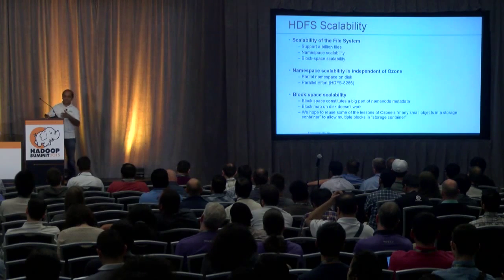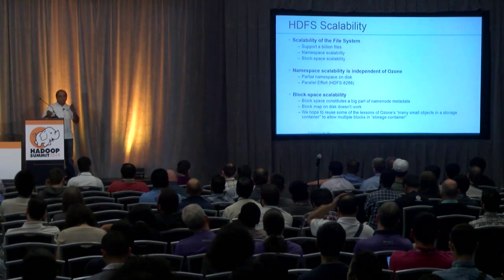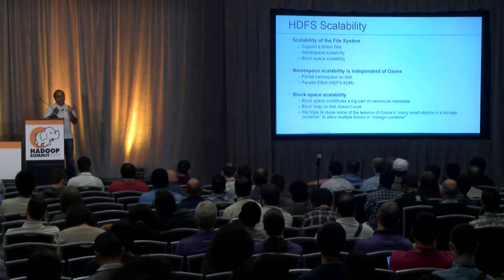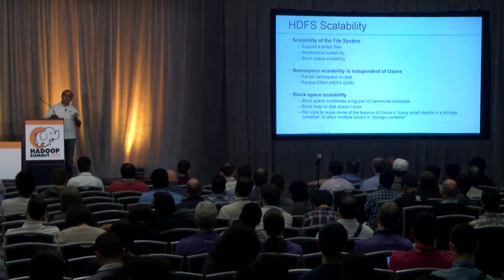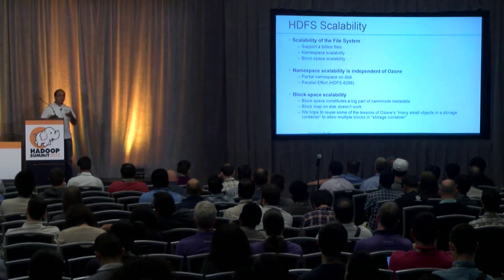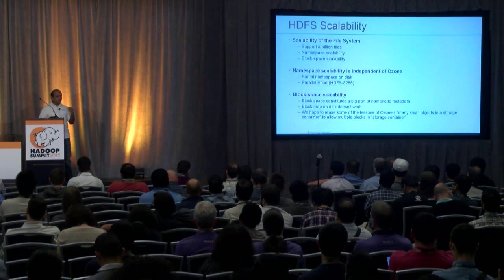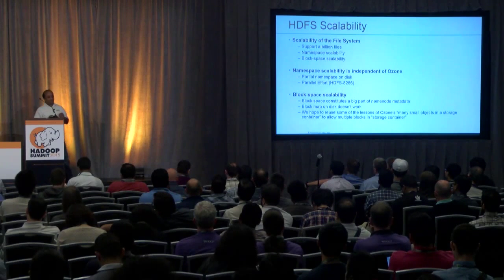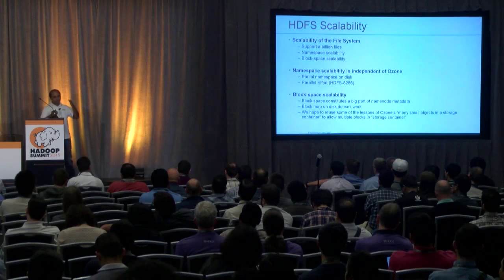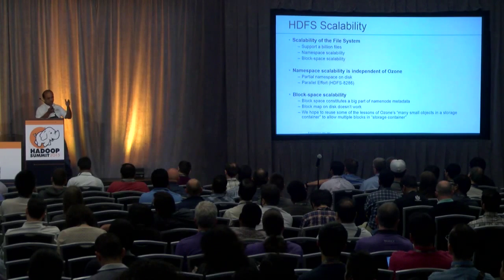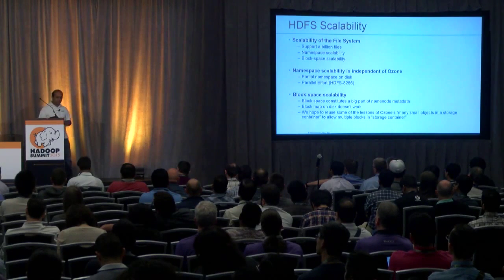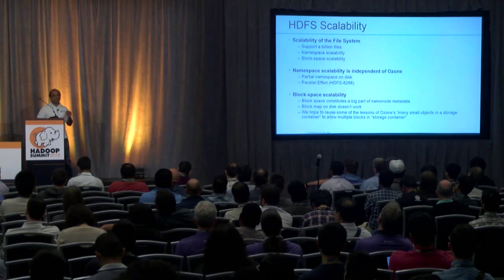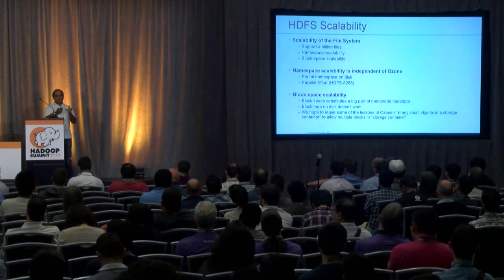Yesterday there was a talk on namespace scalability, which is called partial namespace, wherein you put part of the name node state on the disk, and this is HDFS-8286. That part addresses how we scale up the hierarchical namespace. But that is independent of Ozone because Ozone does not have a hierarchical namespace per se.